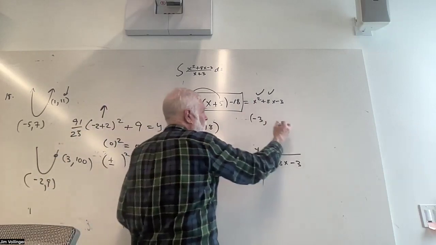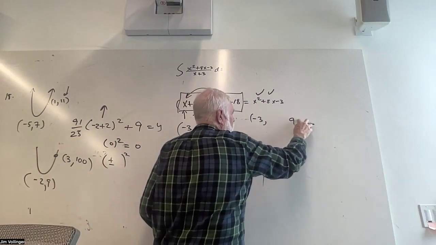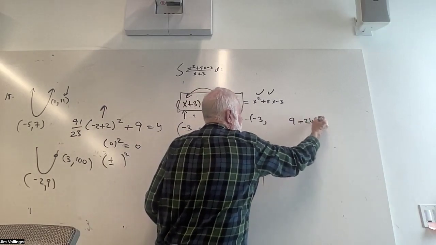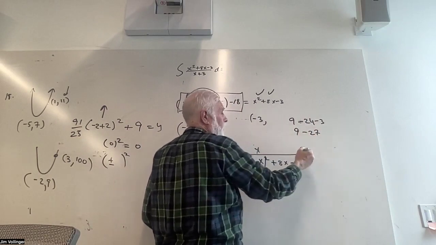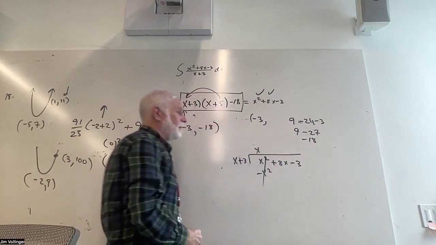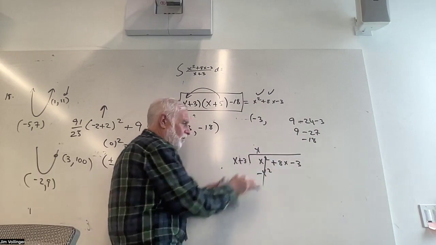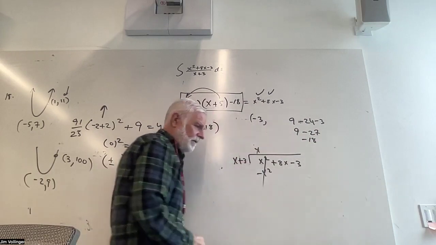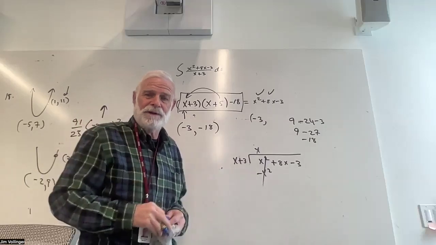So -3 squared is 9. -3 times 8 is -24. -3. Well, that's 9 minus 27. And that is, if I'm not mistaken, -18. Now, if I were going to do the long division, I got to continue this process. And all long division is keeping track of what your brain's doing in the mental math arena.